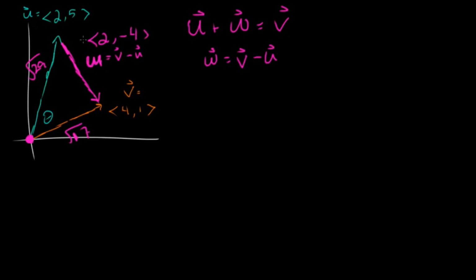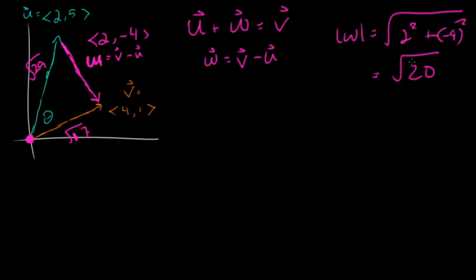And you know what? It even looks like it goes over 2, down 4. This is just a sketch, it's not perfect, but over 2, down 4. That is w. And what's the magnitude of w? That's going to be the square root of 2 squared plus negative 4 squared, which ends up being 4 plus 16, the square root of 20. I'm not going to simplify that because I'm not going to do this whole method. But we can now find this angle because we have a triangle with side, side, side, and we can do the law of cosines.